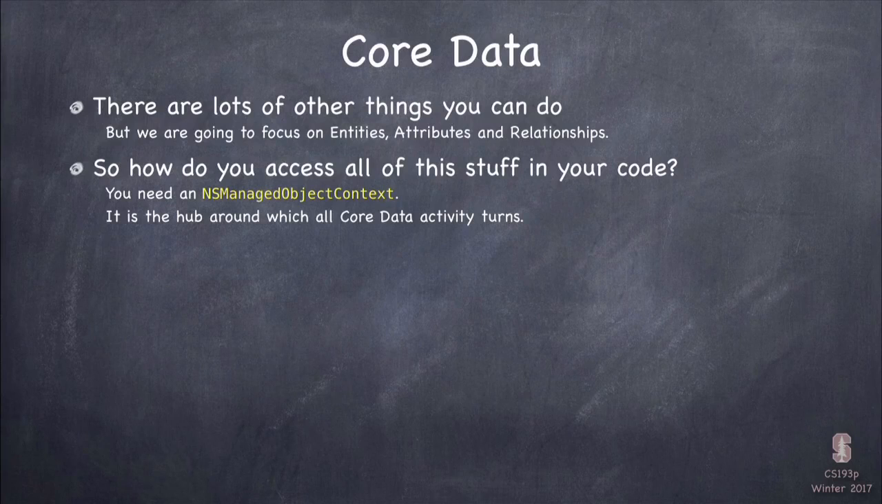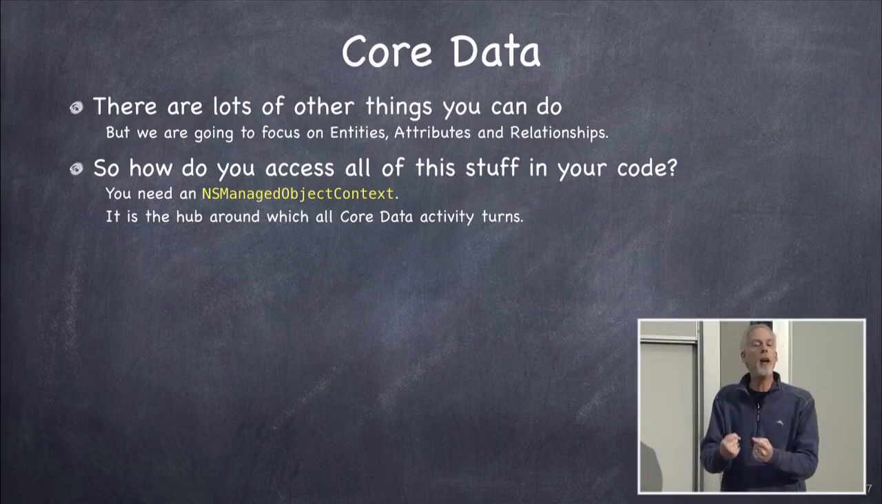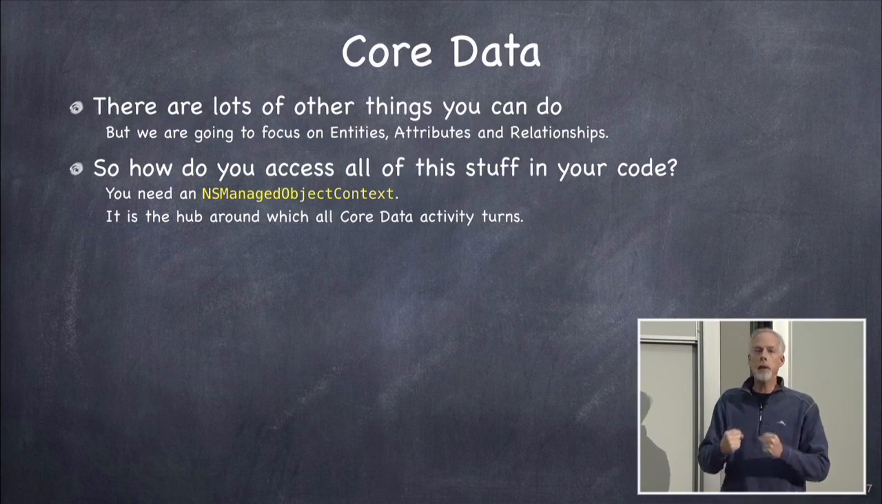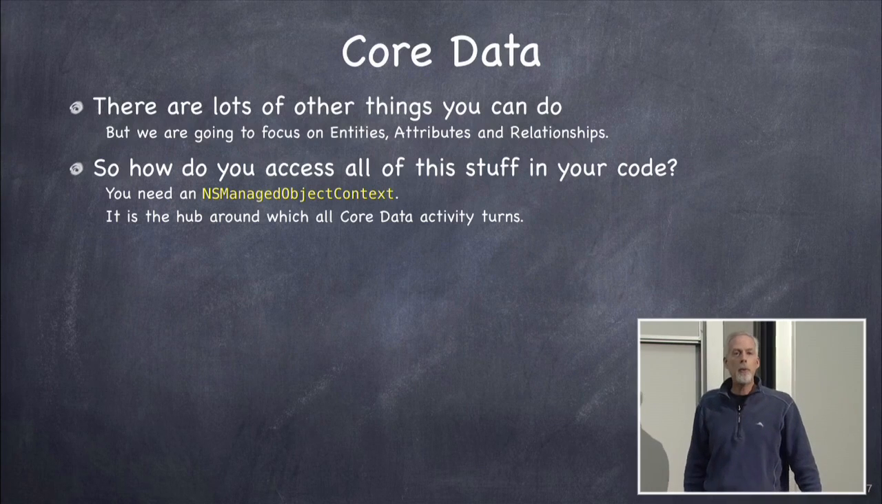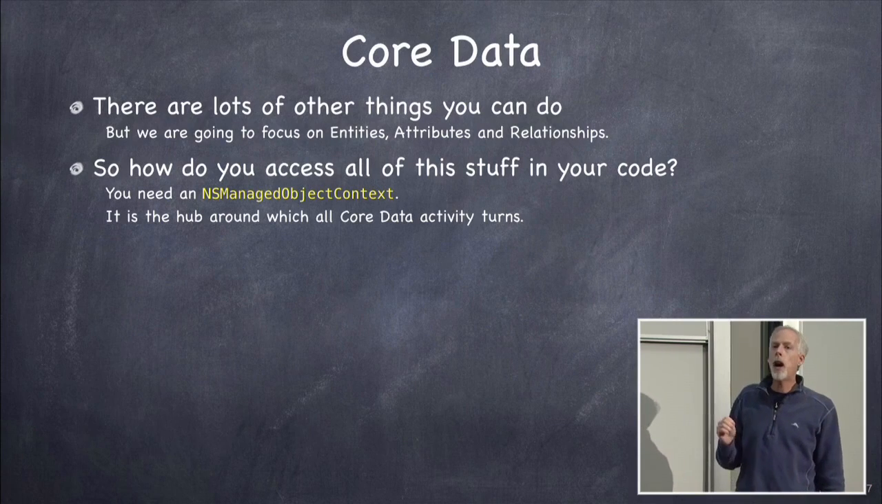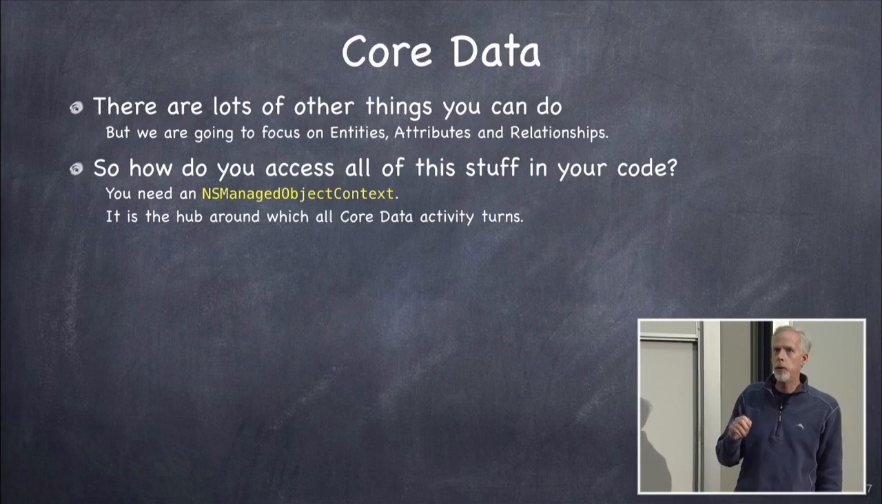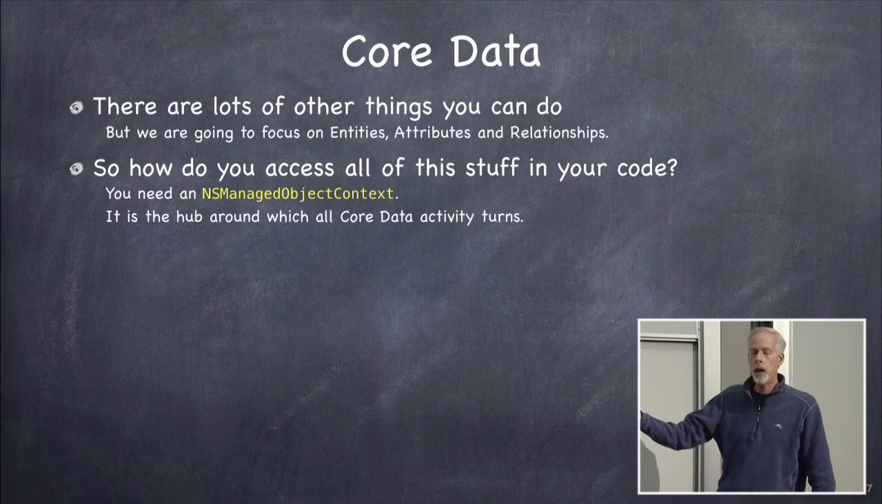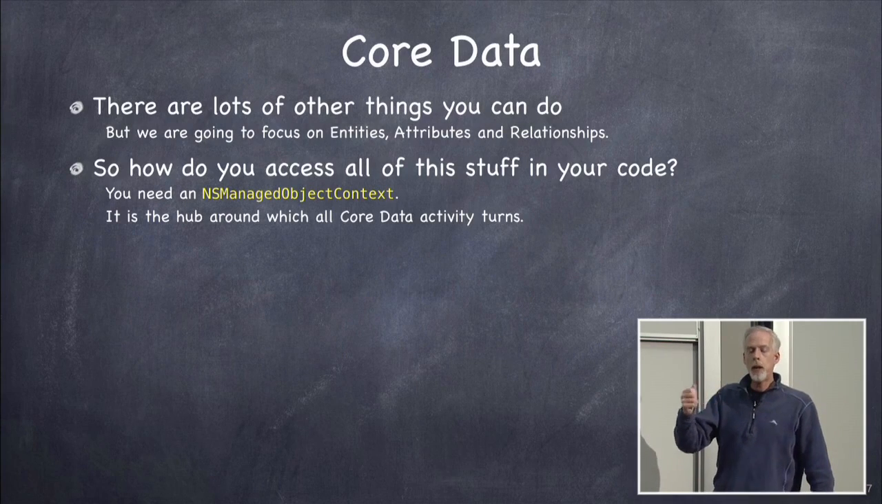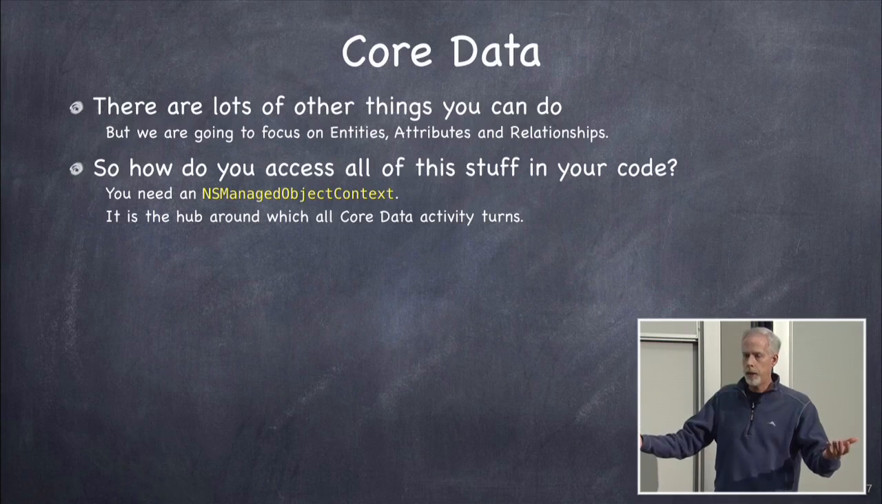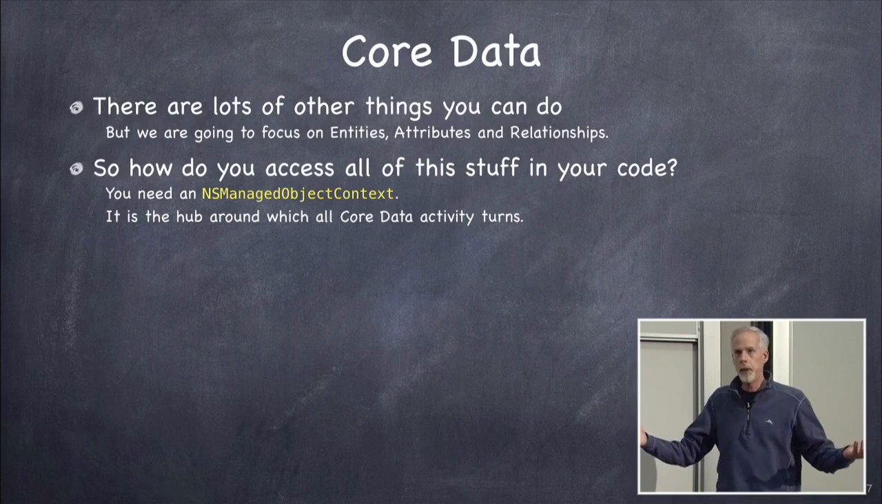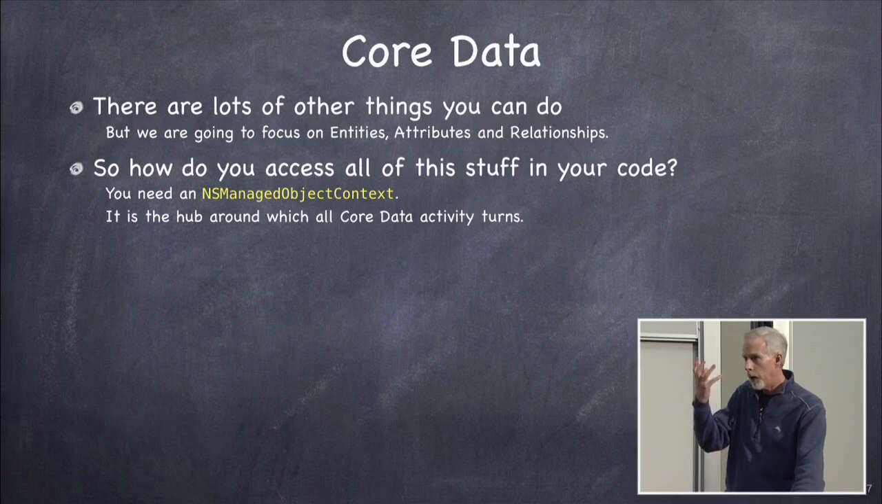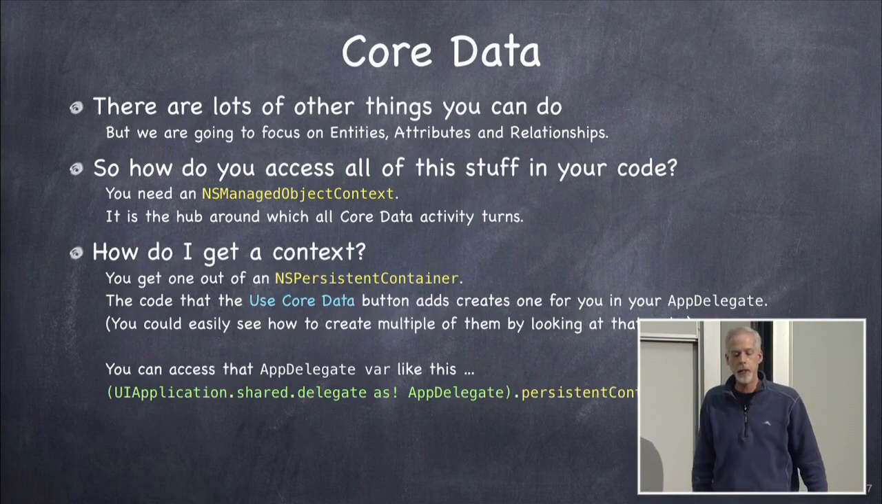Well, to do anything with them, we need to get a hold of them in our code, grab onto them, basically. And to do that, we need another important class, NSManagedObjectContext. I told you those things in the database are NSManagedObjects. You need an NSManagedObjectContext, which represents a database, to do anything with them, to get any of them, to create any of them, etc. This is the hub around which Core Data activity turns, as I say there.